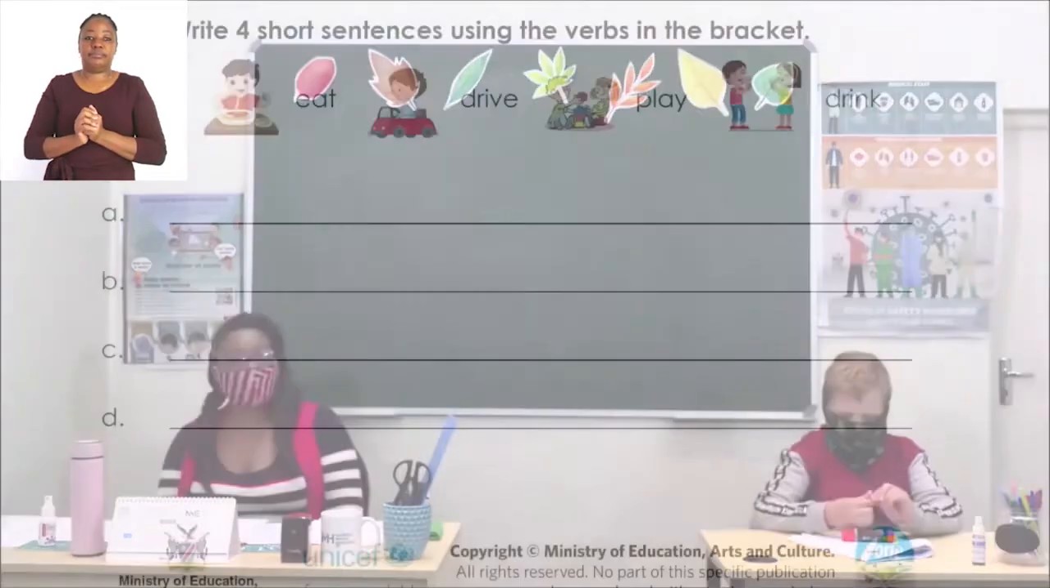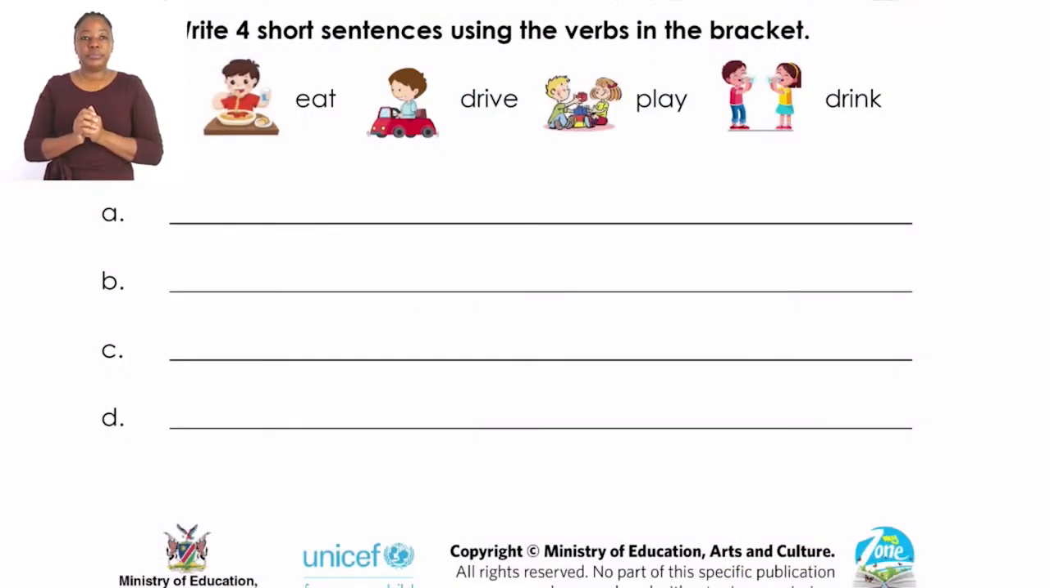Let's take a look at number 2 of that same page. Here, they are asking you to write 4 short sentences using the verbs in the bracket. We have the words eat, drive, play, and drink. And I would like you to please use them carefully. You can see that there are pictures to help you make your sentences. Remember, a sentence starts with a capital letter and ends with a full stop. The sentence must also make sense. So please think of your sentence in your head and make sure it makes sense before you write it down.